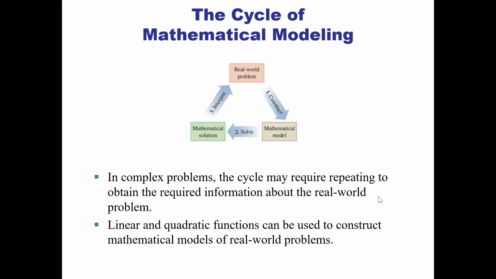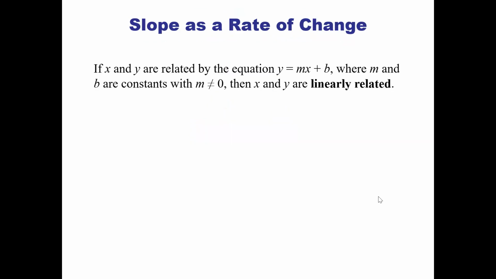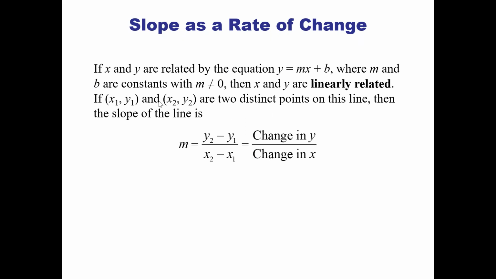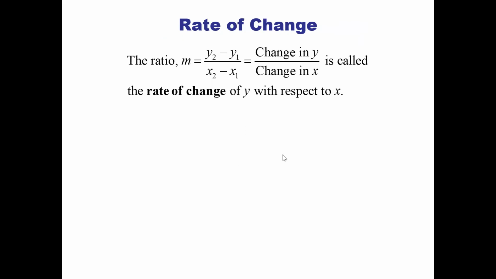And since we're in linear modeling in this chapter, linear is probably the way we're going to go. And so for slope as a rate of change, if x and y are related by the equation y equals mx plus b, where m and b are constants with m not equal to 0, then x and y are linearly related. Now, if we have 2 points, (x1, y1) and (x2, y2), and they're 2 distinct points on the line, then we found the slope in 1.2 as the change in y over the change in x, and that was rise over run.